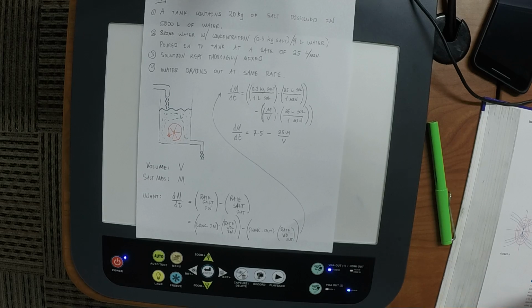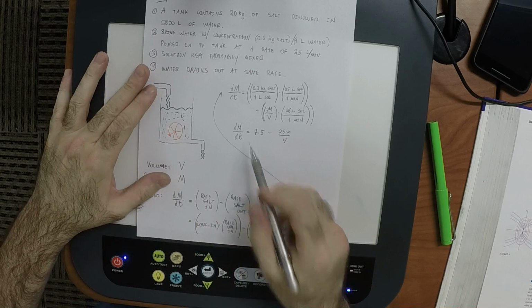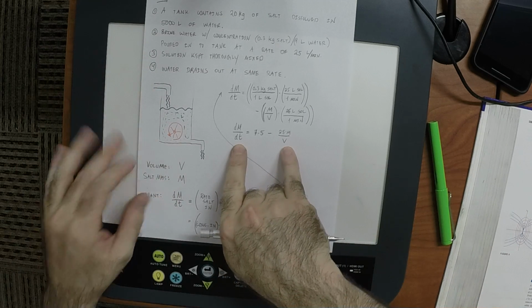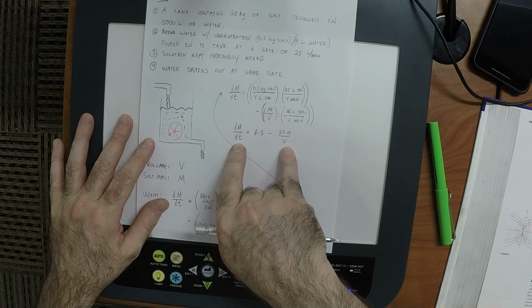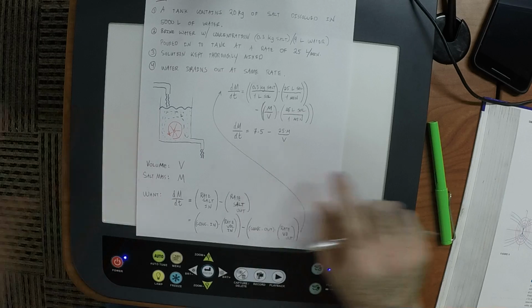All right. So now, currently in this equation, how many variables are there? 3. There's 3 of them, right? There's M, t, and V. Yes.